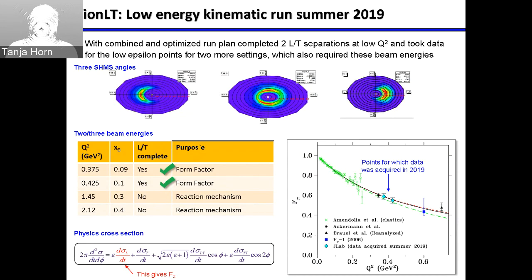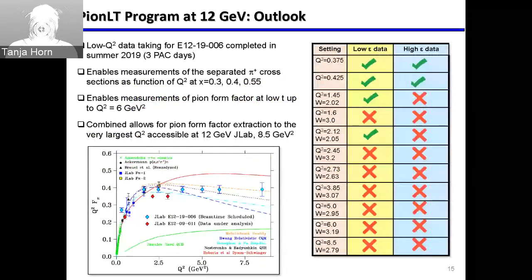All right, and here's the outlook. As I mentioned, we have taken the low Q squared data in summer 19. This was about the equivalent of three PAC days. These data, once we take all of them, should enable us to present measurements of the separated pi plus cross section as a function of x, Q squared at three values of x. That's also illustrated in this table on the right.